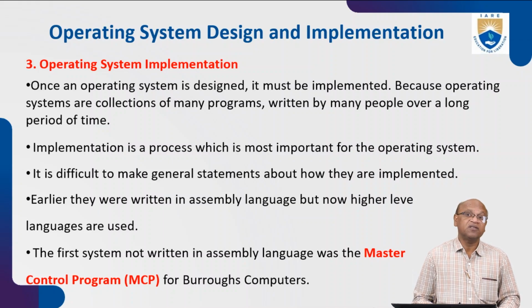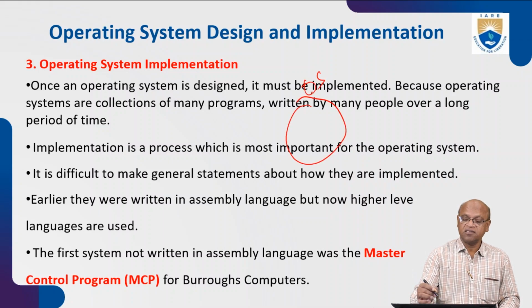Now, implementation, how we are going to design part. Once an operating system is designed, it must be implemented also, because somebody should use it. That is only implementation. Because operating systems are collections of many programs. As I told, this is a package, you can say OS package, maybe Windows or Linux or Unix, same thing. But inside this, there are a number of programs.